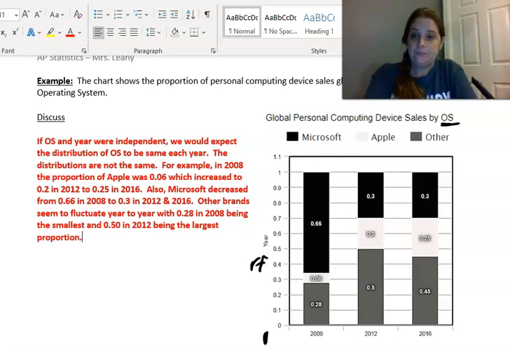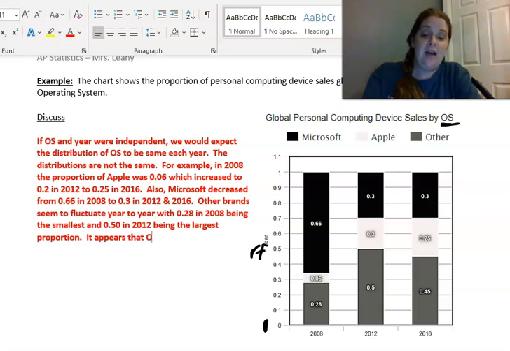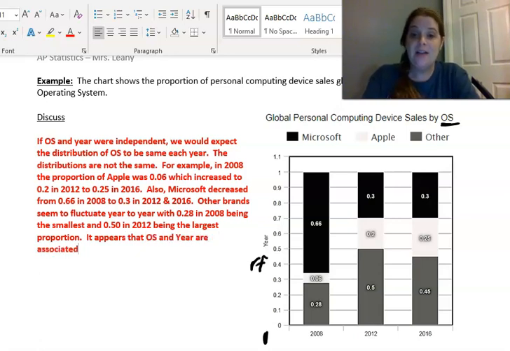Okay, so because that's what I'm seeing, it's different. It's definitely different. Here's how they're different, and changing those percentages there. So it looks like, it appears that operating system and year are associated. They are not independent.